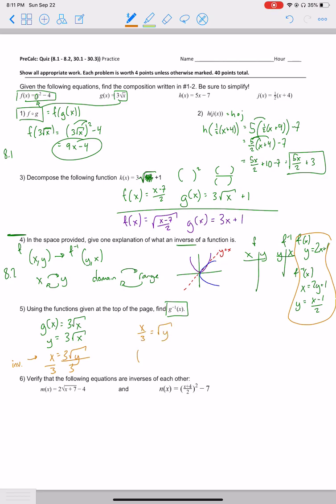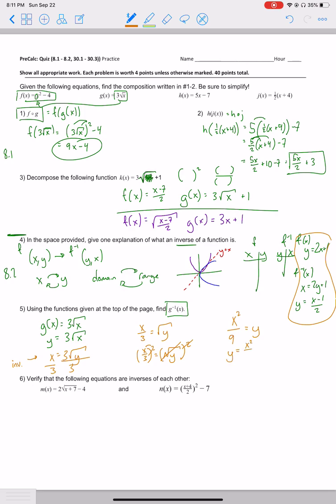And then we want to get rid of that square root. So the only way to get rid of a square root is to square it. So we have to square both sides. When we do that, we get x squared on the top, because again, we have to distribute that power. 9 on the bottom. These cancel out, so we're just left with y.